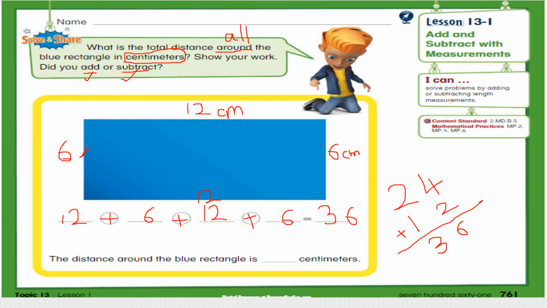So the distance around the blue rectangle is 36. And what do I have to write with my sum? Centimeters, to show that we are measuring the length.